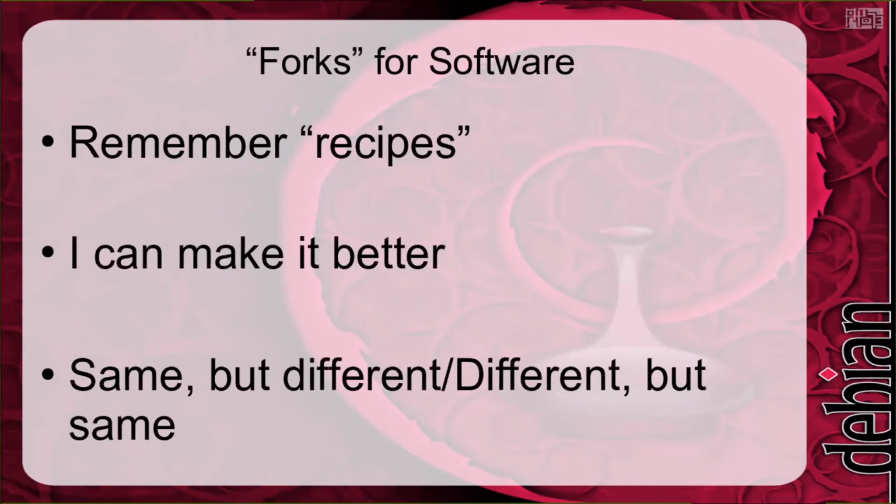And why do we have all of these different softwares? Remember when I talked to you about recipes? People have recipes and other people say, I can make it better. And so you take the recipe and you make it better. I can take that word processing program, I can take that video player, and I can make it better because I know the recipe. So the confusing thing is they're the same, but they're different. They're different, but they're the same. And so sometimes with Linux software, it kind of drives you crazy because there are so many choices.